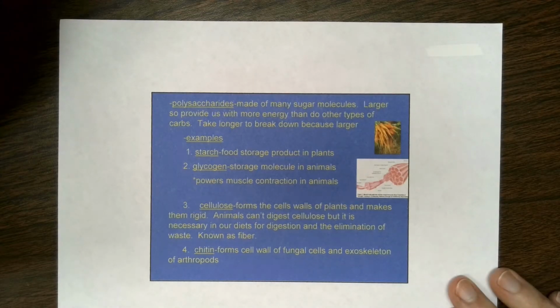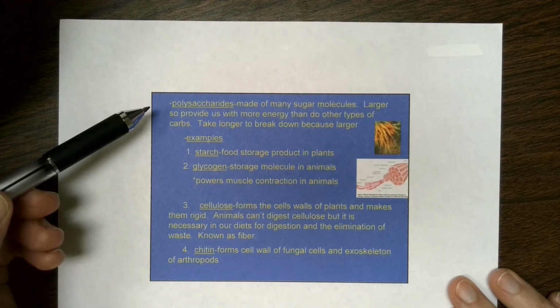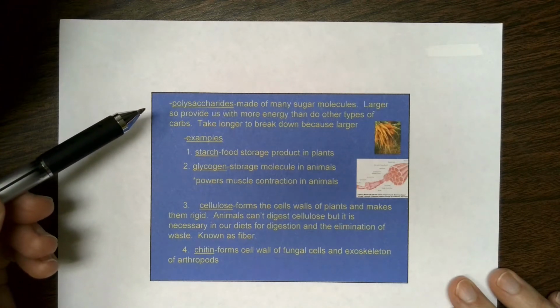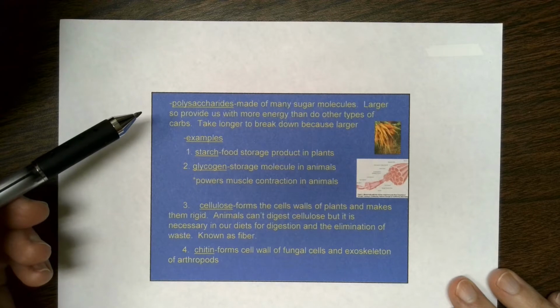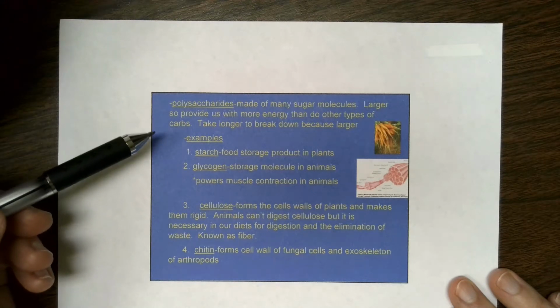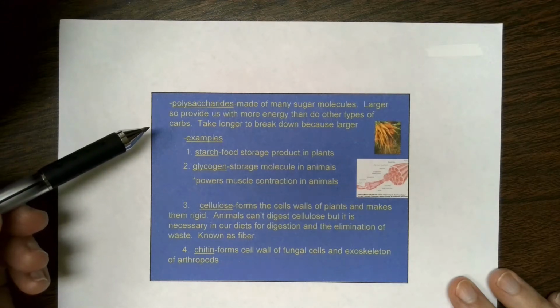Then we get to what are called polysaccharides. Poly is going to mean many, because di meant 2 for disaccharides. So these are going to be large sugars. They're going to provide us with more energy than monosaccharides or disaccharides. So first you're going to break down monosaccharides, then you would burn any disaccharides that you had in your body, like if you've taken in some lactose, drinking some milk, and then you're going to burn polysaccharides.